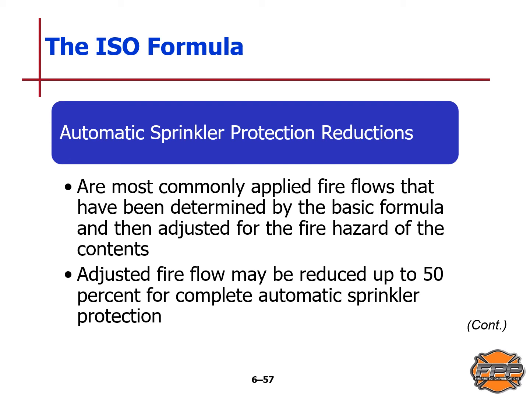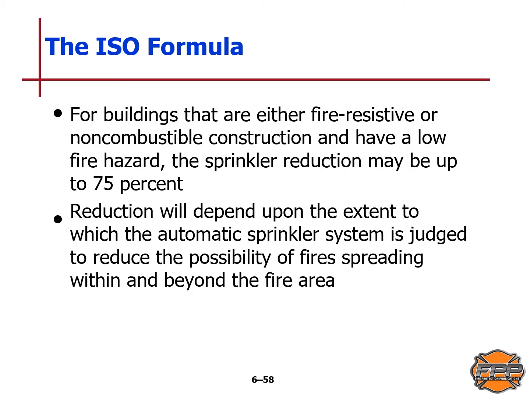Now let's talk about reductions, because we talked about increasing it because of a particular hazard, but you also have things that can reduce fire hazard. Automatic sprinkler reductions are the most commonly applied to fire flows that have been determined by the basic formula and then adjusted for the fire hazard of the contents. Adjusted fire flow can be reduced up to 50% for complete automatic sprinkler protection. For any building that is either fire resistive or non-combustible construction and has a low fire hazard, the sprinkler reduction may be as much as 75%.